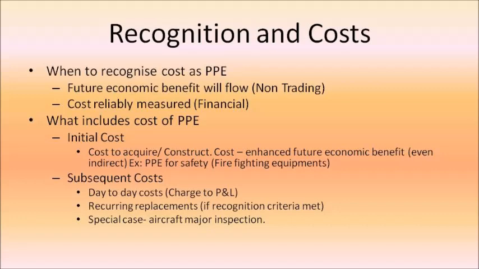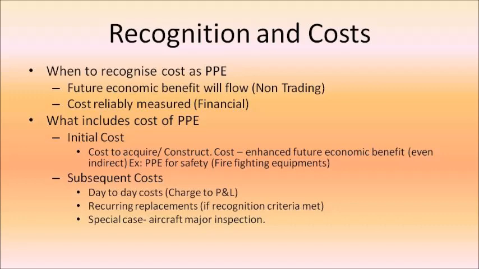Next, we will see what is included in the cost of property, plant, equipment. There are two major costs which we need to consider while capitalizing property, plant and equipment. One is initial cost, which includes the cost to acquire a particular asset, or it includes the cost of constructing an asset. That is, in order to build a building, we may invest in so many resources for constructing a building. So the summation of all these costs is the cost of construction, which needs to be capitalized if it is a fixed asset for you, if it is a property, plant and equipment.